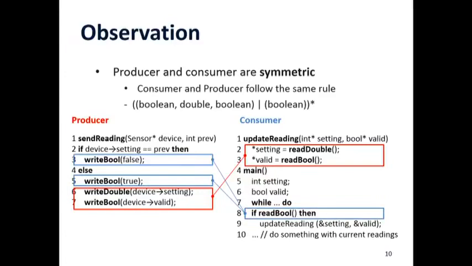At line number 8, it first reads the first field, which is a Boolean, and then it determines whether it goes on to read two more fields or not. As you can see, the producer and consumer follow the same rule, which means that they are correct and there is no bug. But here, we still require a pair of producer and consumer.